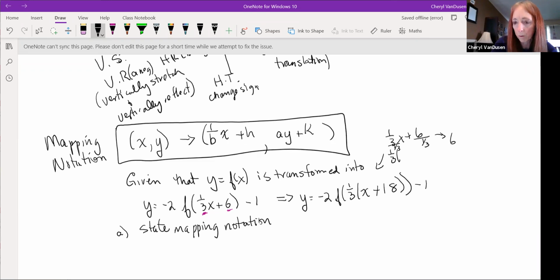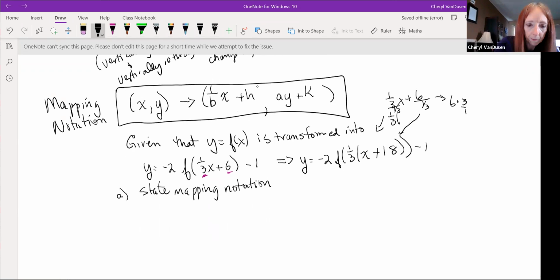And so think about your fractions. That means multiplied by the reciprocal, and that's where the 18 comes from. Okay, pretty ugly number I gave there, but nonetheless. Now we can do our mapping notation, and then we can do part B where I'll throw a point in and then we'll find the new location of the point.